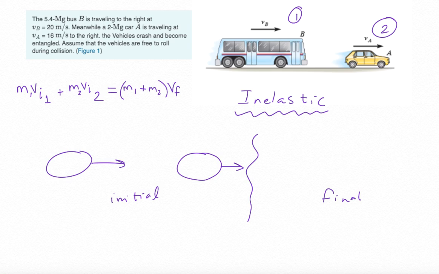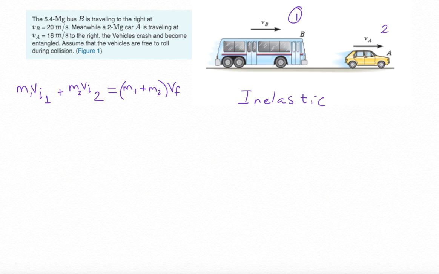So now we have the bus plus the car combined into one mass. This would be mass A plus mass B, and then they would have their shared velocity. So here we have mass A, the bus, traveling alone, mass B traveling alone, and then finally they combine.